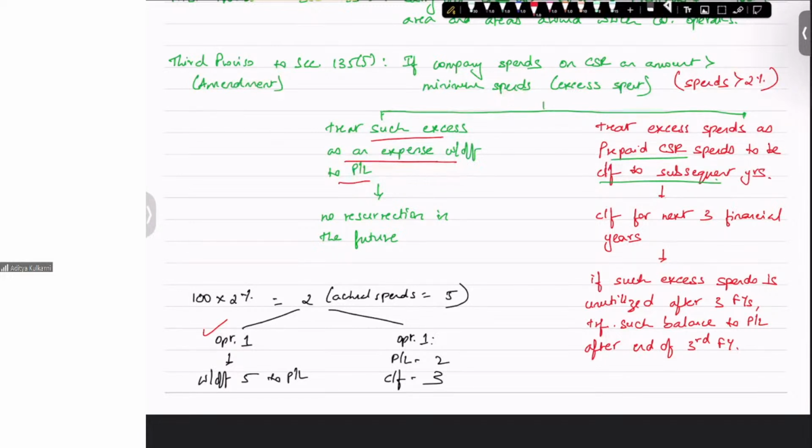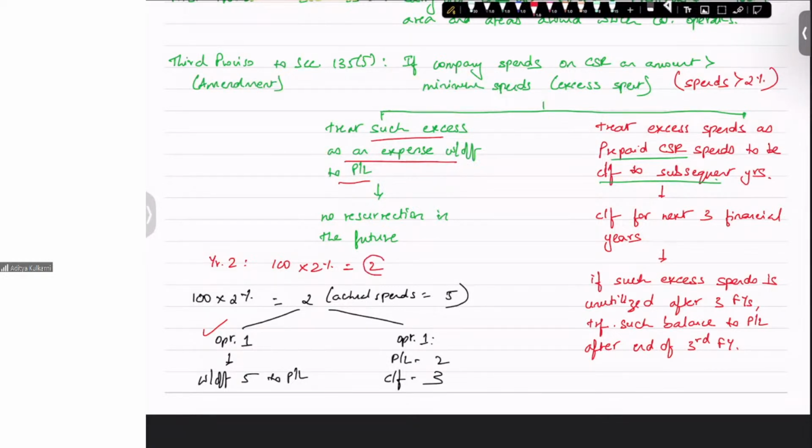Now, suppose in year 2, you again have average net profit of 100 into 2%, that is 2. But you had to incur certain capex expenditure, and because of that there is a drain on your cash. You don't have adequate cash. So now in year 2, you wake up and say, acha, I had a surplus CSR that I had spent. I want to utilize that CSR.